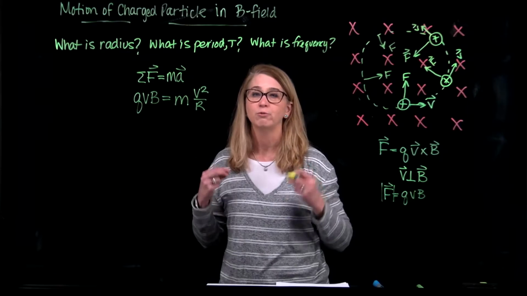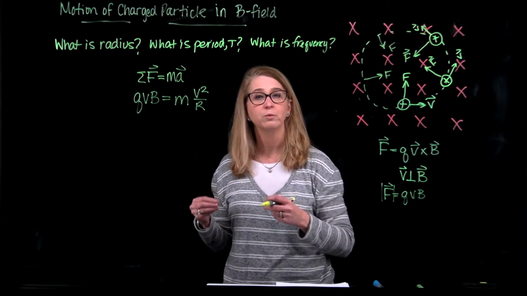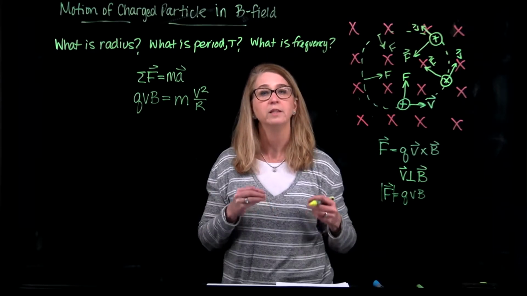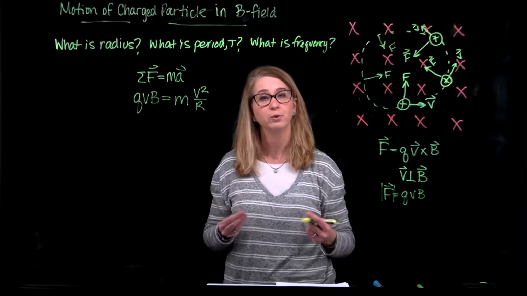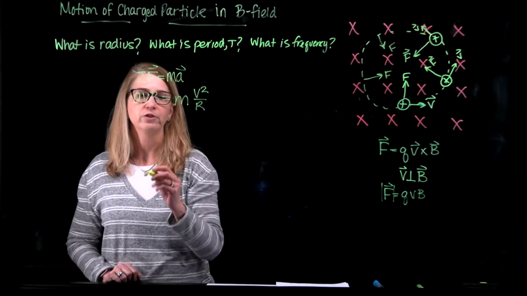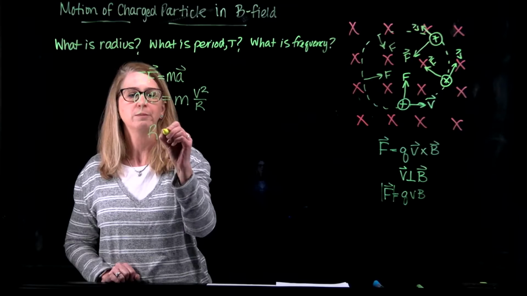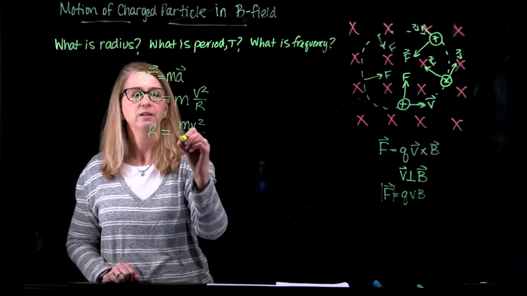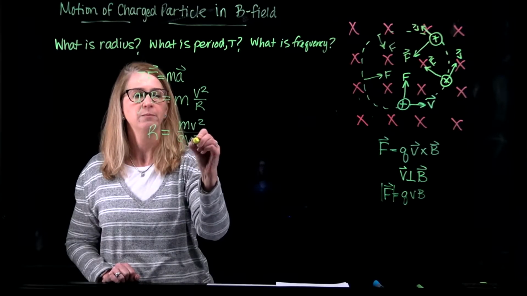So that's the great starting point, that the force, which is qvB, is equal to the mass times the acceleration, and the acceleration is centripetal, so that's v squared over r. There we go. Now, if I want to rearrange this to solve for r, I'm going to multiply both sides by r, and on the left-hand side, divide by qvB.